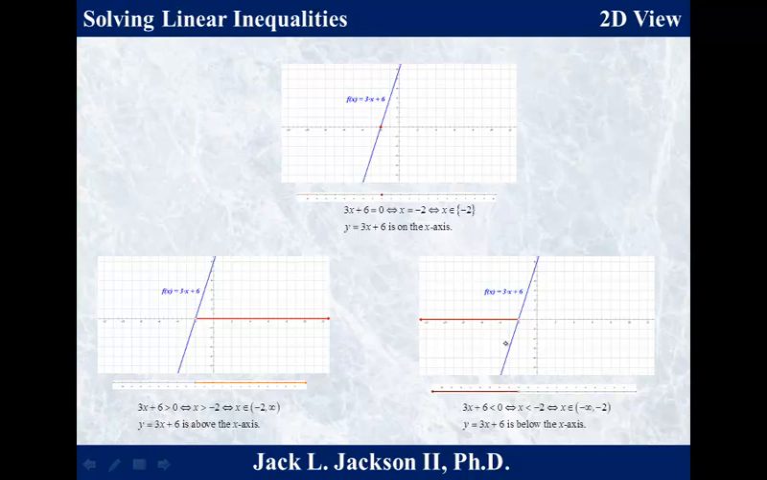If you want 3x plus 6 less than 0, you're wanting y to be less than 0, so you're below the x-axis on the blue here. And of course we graph our final answer on just a number line, which is essentially just the x-axis there.